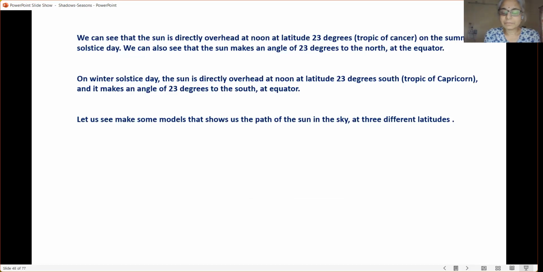Okay, so now let's build a few models to show the path of the sun in the sky during the day. If you stand at any spot on the earth, at different latitudes, you can see the horizon all around you. And how does the sun travel in the sky, where does it rise, and where does it set? So this is what we're going to see. But before that, let's just recap what we mean by the horizon.